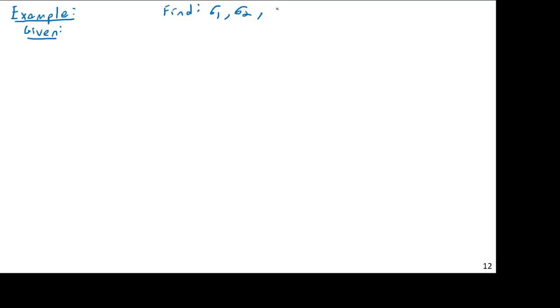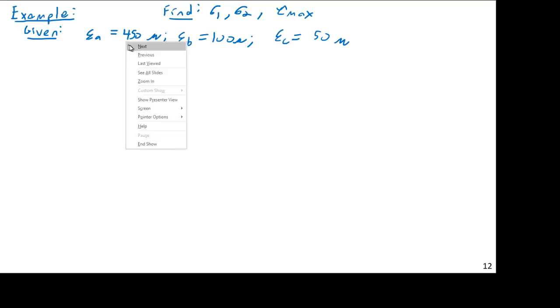But what we are given is the following. We're given that epsilon A is equal to 450 microstrain. Epsilon B is equal to 100 microstrain, and epsilon C is equal to 50 microstrain. And we want to find sigma 1, sigma 2, and tau max. In other words, we want to find the principal stresses: the principal normal and shear stress. Solution.